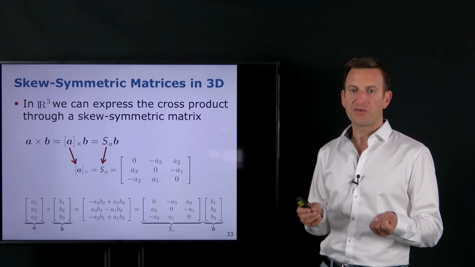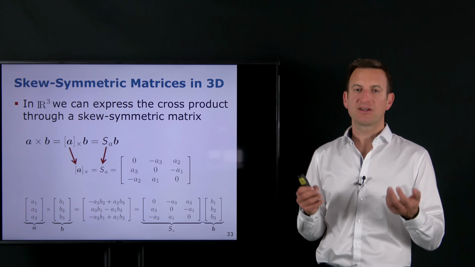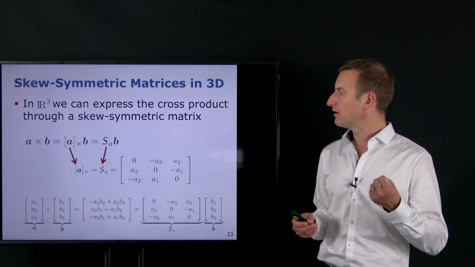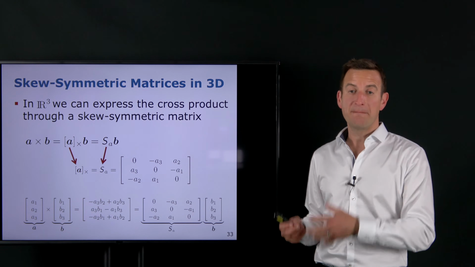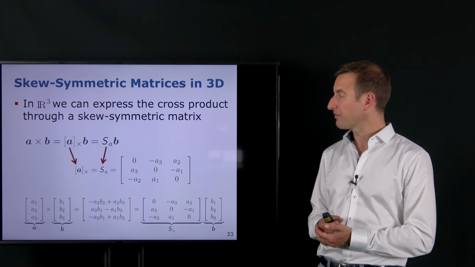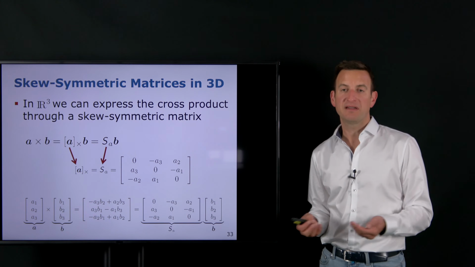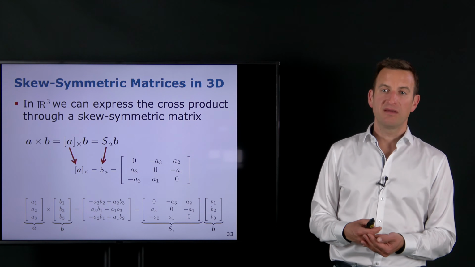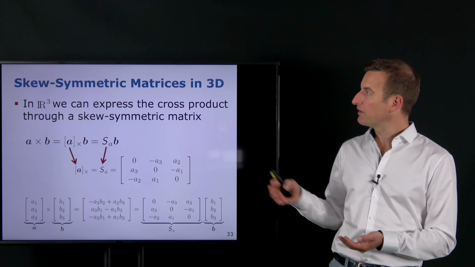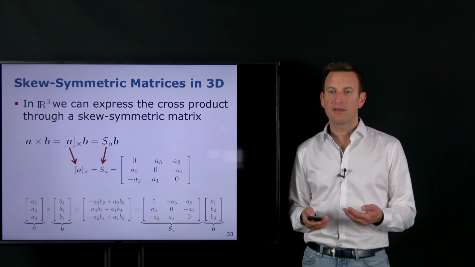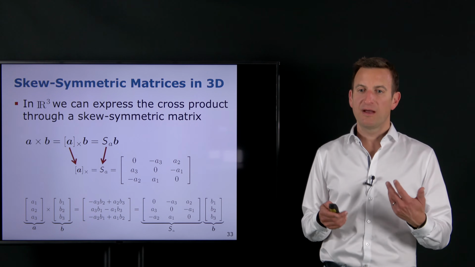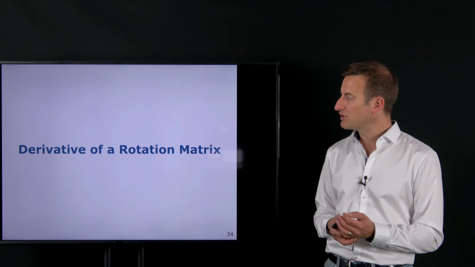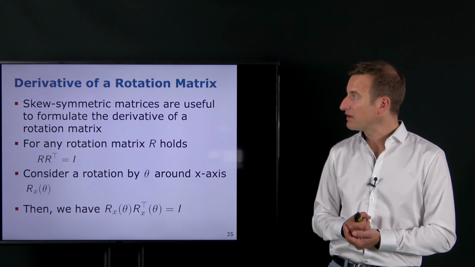So what I can do with this skew-symmetric matrix is express the cross product of two vectors as a matrix vector multiplication. And this is, for example, something that we use in the context of the fundamental matrix or the essential matrix, just to give an example. Those skew-symmetric matrices are also useful in the context of rotation matrices, especially when it comes to derivatives of rotation matrices or approximations of them, linear approximations.